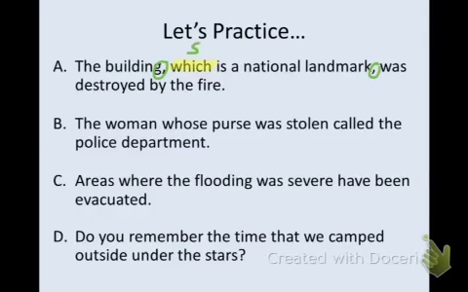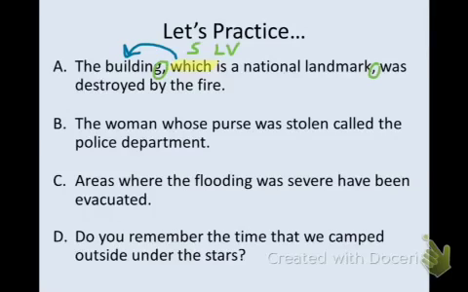Here is my subject. Here is my linking verb. Which is a national landmark. It's acting as an adjective. What is it describing? It's describing the noun building. And there you have it. The building, which is a national landmark, was destroyed by the fire.